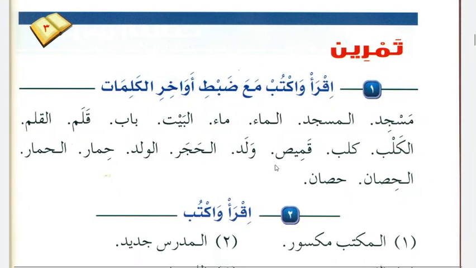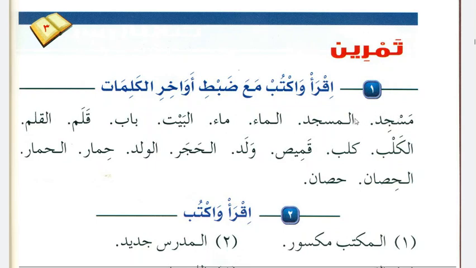Tamrin, exercise. Iqra waktub ma dabti awakhir al-kalimat. Read and write with the vowelization of the endings of the words. So basically, you will just put the vowel at the end of every word. So the normal ending of every ism in Arabic is tanween. So you'll put a tanween here. Masjidun, ma'un, babun, qalamun, kalbun, qamisun.